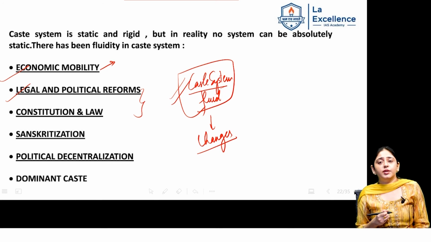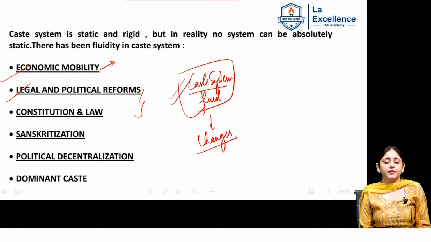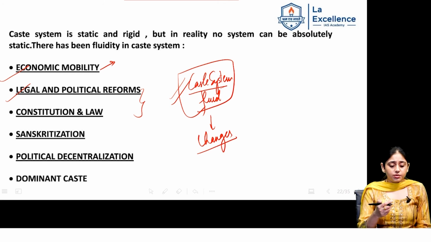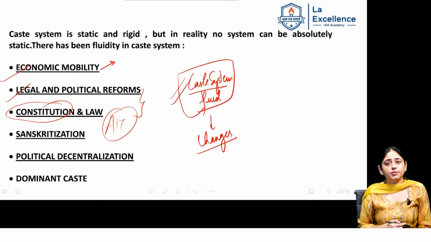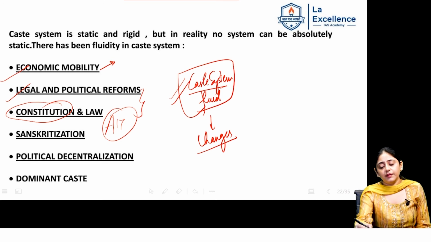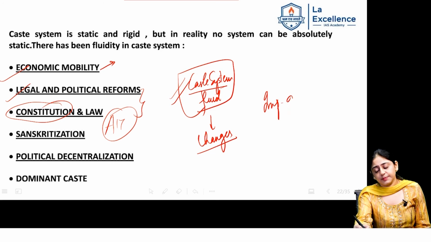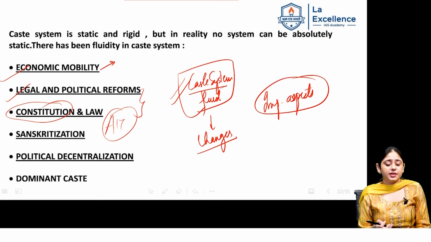Legally, you now have different laws where you have freedom of choice of occupation, right? Or you have the Prevention of SC/ST Atrocities Act. Nobody can call you names, nobody can discriminate against you. Then the constitution also, right? Say Article 17, abolition of untouchability. Again, it is tinkering away at very important aspects of the caste system, your constitution, your law, your political reforms. All these things are helping change the nature of the caste system.